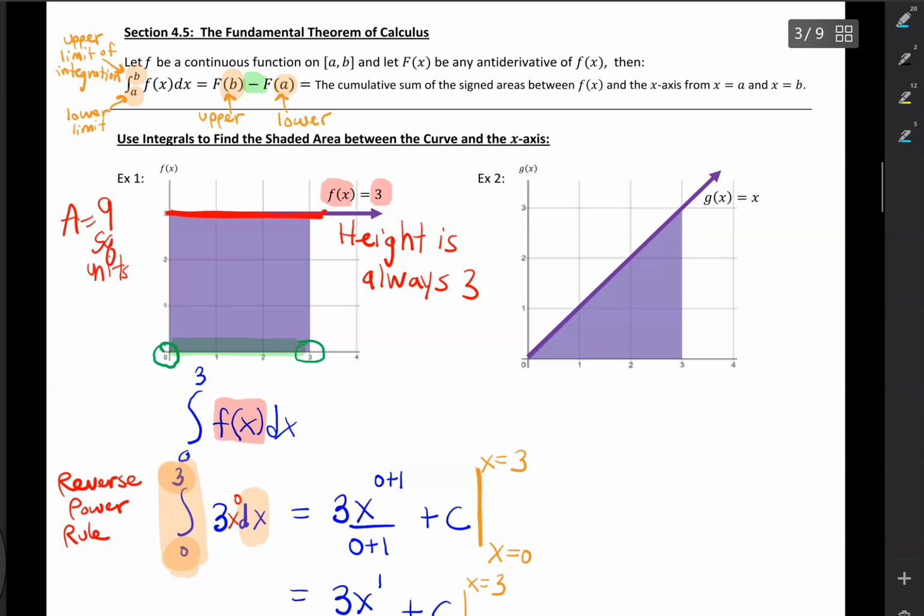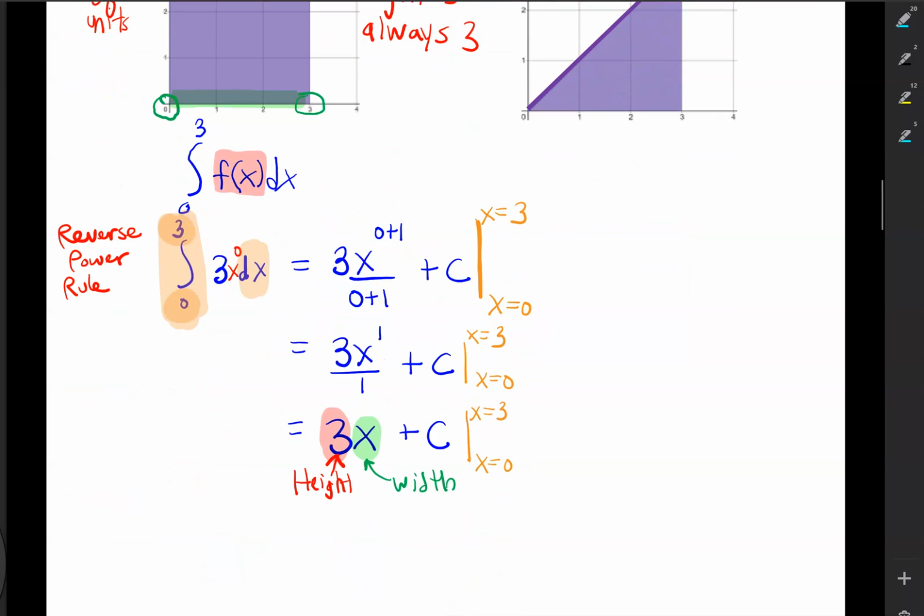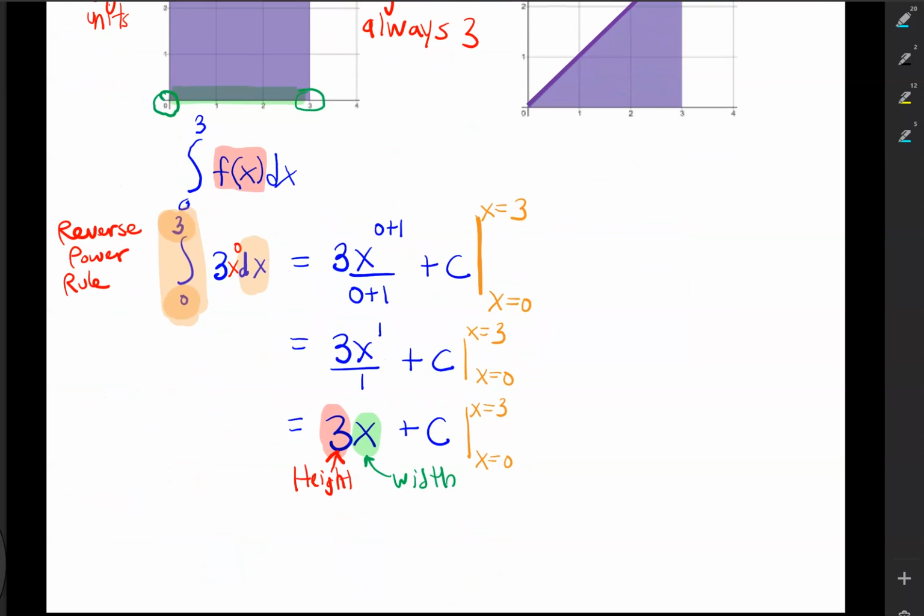I better get the answer 9 out because I know that's what the area is. So hopefully we get the answer 9. Okay, so one time I'm going to plug in the upper limit. One time I'm going to plug in the lower limit, and then I'm going to subtract them. So my upper limit was a 3. My lower limit was a 0. And I don't need that plus c anymore because you don't have to write this down. But let me just show you what happens.